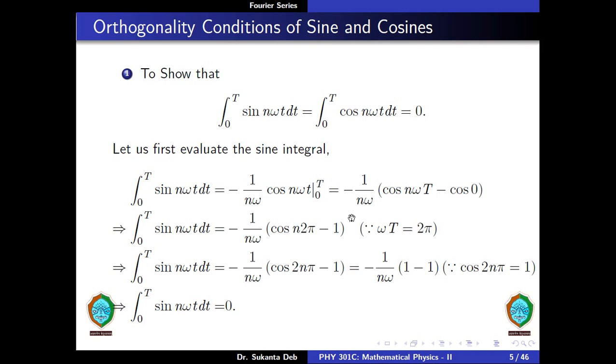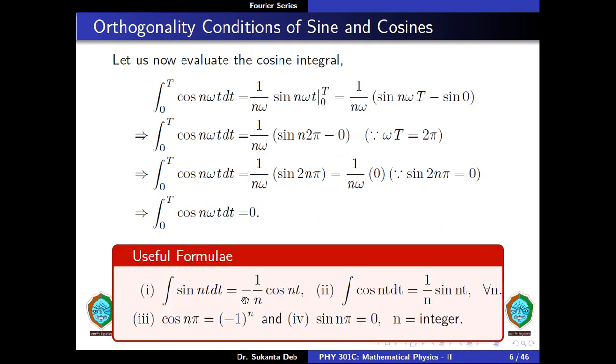Now we have substituted twice pi for omega T because omega T is equal to 2 pi. So therefore we get minus 1 by n omega, cos of twice n pi minus 1. Now we know that cos of twice n pi is equal to 1. So this expression becomes equal to minus 1 by n omega into 1 minus 1. So therefore this integral becomes equal to 0.